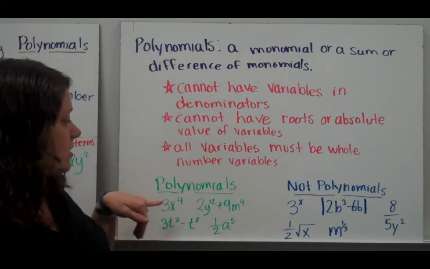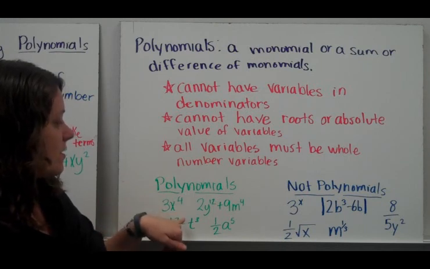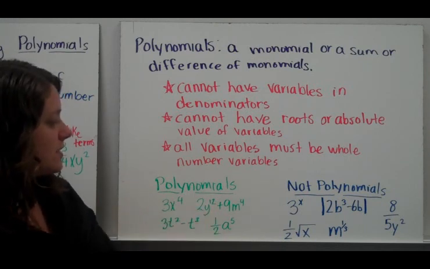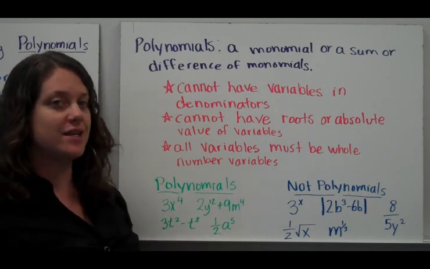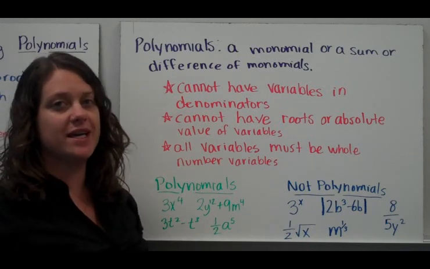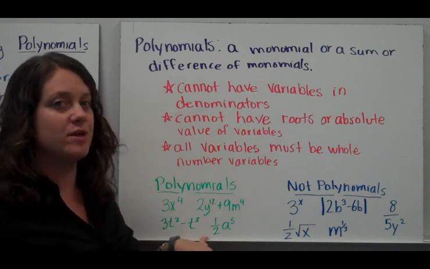Okay? So, down here, polynomials. We have 3x to the 4th, 2y to the 12th plus 9m to the 4th, 3t squared minus t cubed, or 1/2 a to the 5th. Okay, so those are all examples of polynomials.